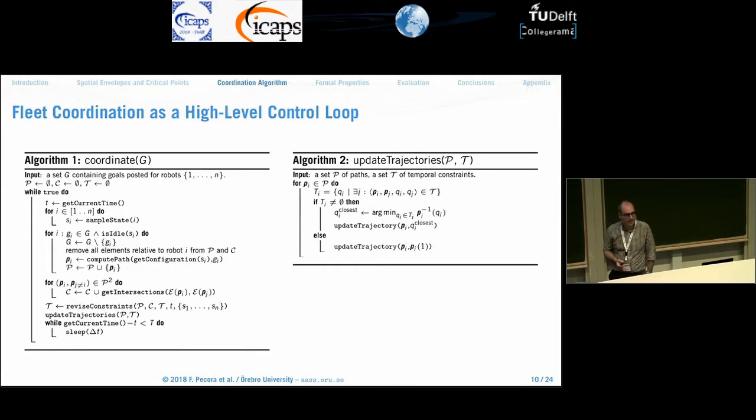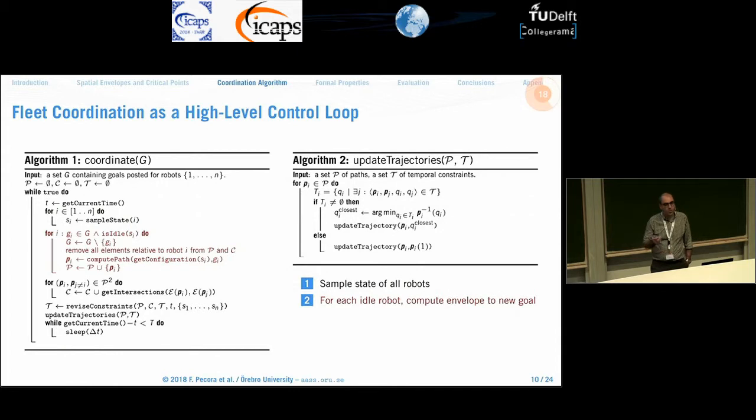And the way we realize this is by, as I anticipated, realizing a control loop for the fleet. So this means a set of reasoning steps that occur over a period t, which can be in the order of half a second or tens or hundreds of milliseconds. And it's actually really quite simple. What happens is that, like any classical control scheme, we would sample the state of robots. For each robot that is idle and for which a goal has been posted, we can compute the spatial envelope that reaches the posted goal.